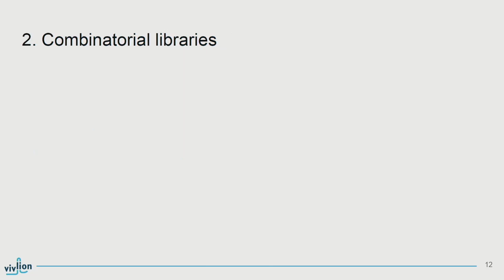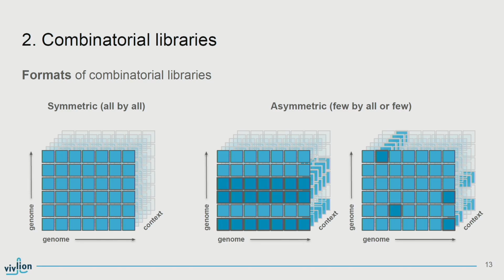So combinatorial libraries. I already mentioned this, so I can run over this really quick. So there are 2 general scenarios. One library design is called symmetric, in which basically the x and the y in your dual matrix are identical. Yeah? So that's a symmetric all by all. The other possibility is you have an asymmetric form, in which you have a few genes by all, or you have a few by a few. Yeah? So this is fixed pair in this case.